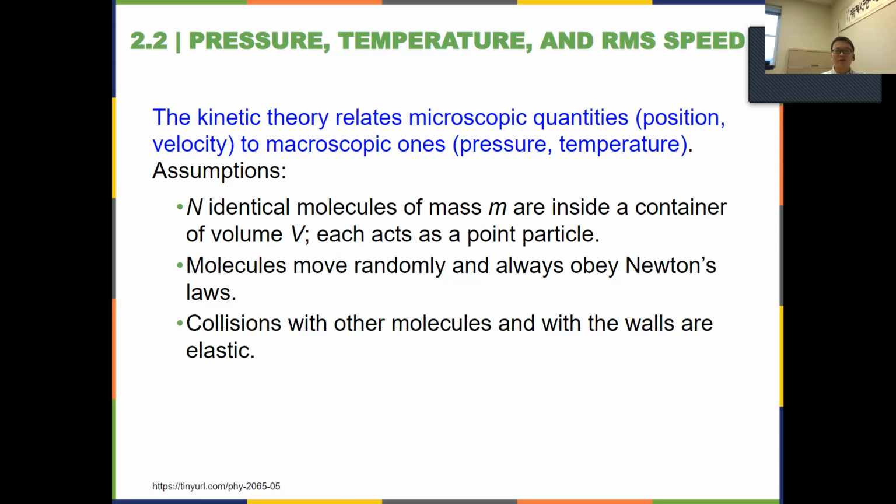The first one is that we assume the molecules are identical to each other. They each have mass m, and are inside this container of volume V, and we assume that they are point particles. Each molecule is a point particle, so we don't have to worry about the size of each molecule. We also assume the molecules move randomly and always obey Newton's laws. So in this case, Newton's laws apply. Thirdly, we assume that collisions between molecules and the wall are elastic. That means there's no loss of energy when the collision happens. So those are the three key assumptions.